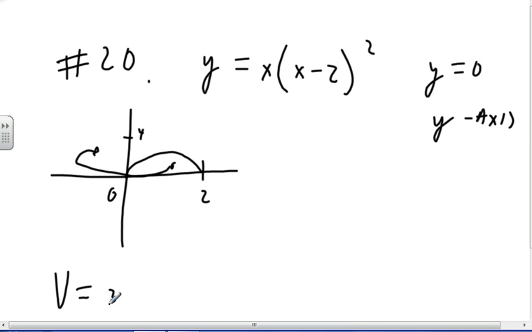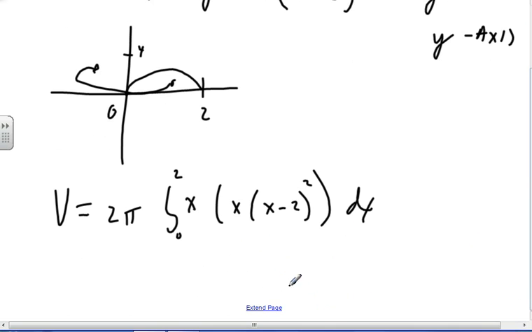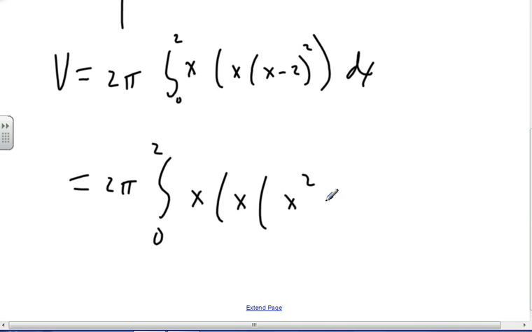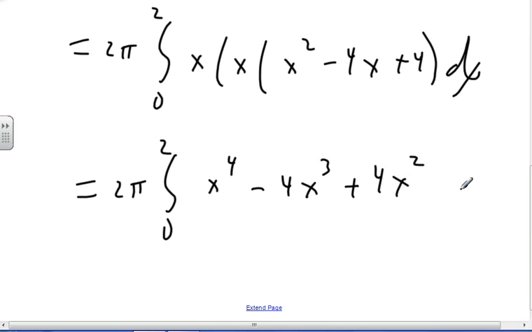Okay, so volume is going to be 2 pi integral 0 to 2. The radius is x. The height is x minus 2 squared dx. Alright, now why couldn't I figure that out without Maple? 2 pi 0 to 2 x times x squared minus 4x plus 4 dx. 2 pi 0 to 2 x to the 4th minus 4x cubed plus 4x squared dx.